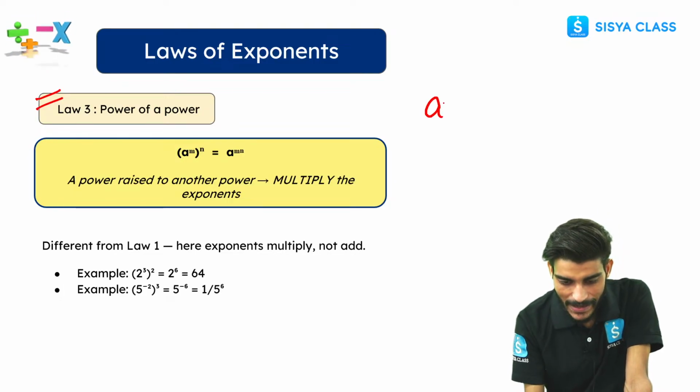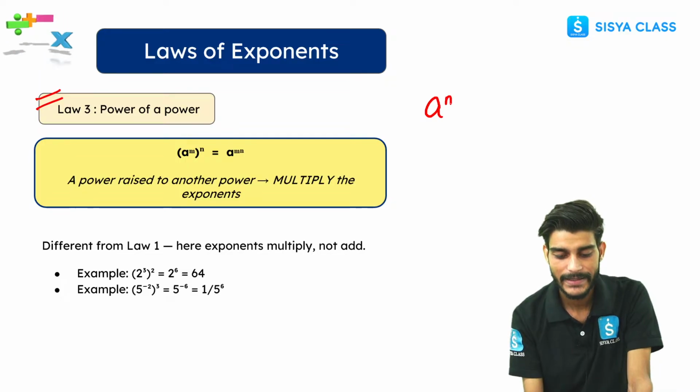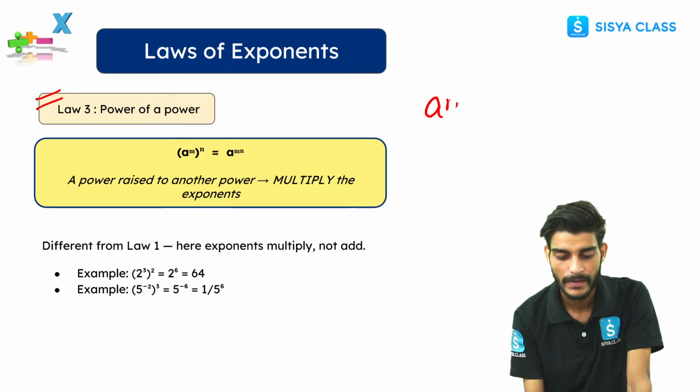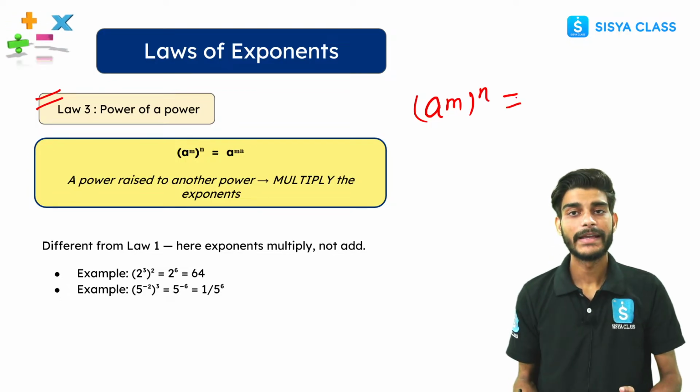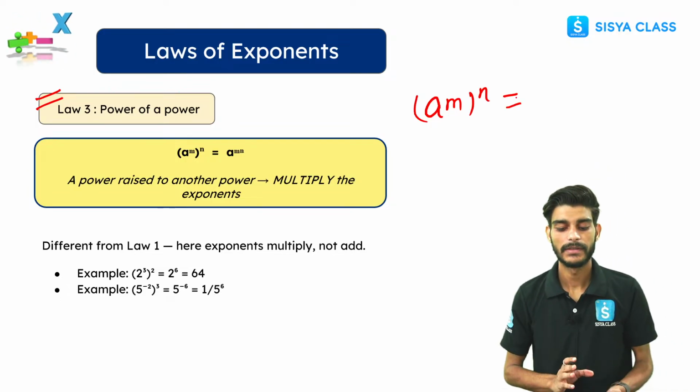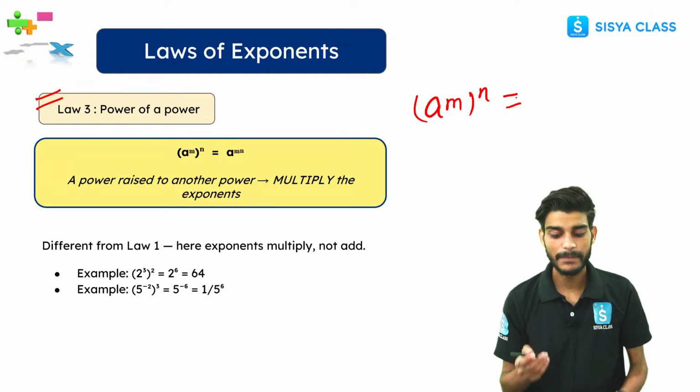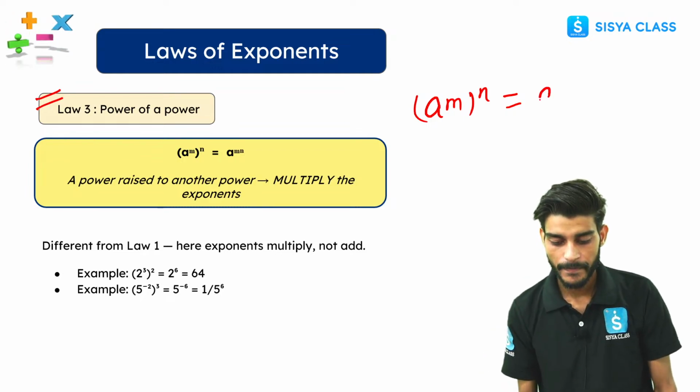Suppose we have two powers, like a raised to the power m, to the power n. What will I do? Here I will not add the powers like the previous ones. I'll multiply the powers instead. How? a raised to the power mn.